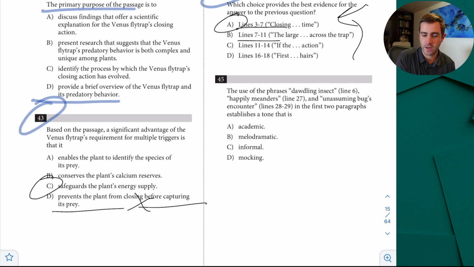Now, 45: the use of the phrases "dawdling insect," "happily meanders," and "unassuming bugs encounter" in the first 2 paragraphs establish a tone. Well, these are definitely not academic terms. This is a scientific article. These are pretty casual ways of talking about it. Melodramatic is kind of like being extra, very over the top. We're not doing anything negative. It's not mocking. It's just going to be informal here.